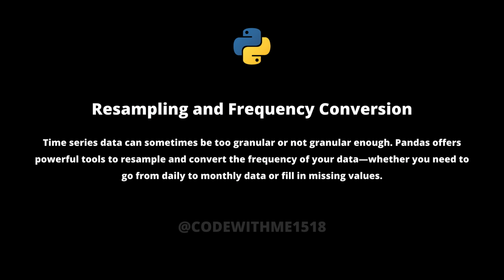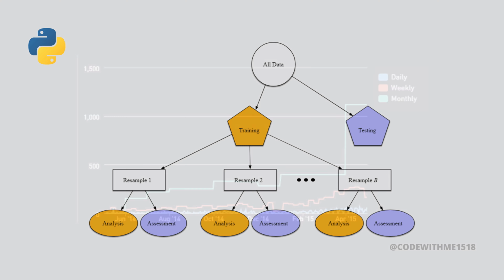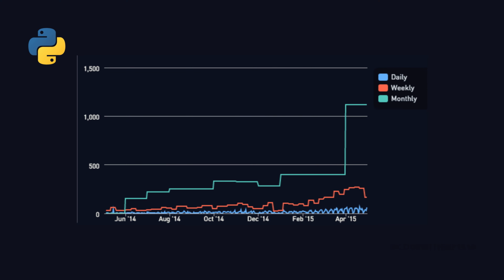Time series data can sometimes be too granular or not granular enough. Pandas offers powerful tools to resample and convert the frequency of your data, whether you need to go from daily to monthly data or fill in missing values.